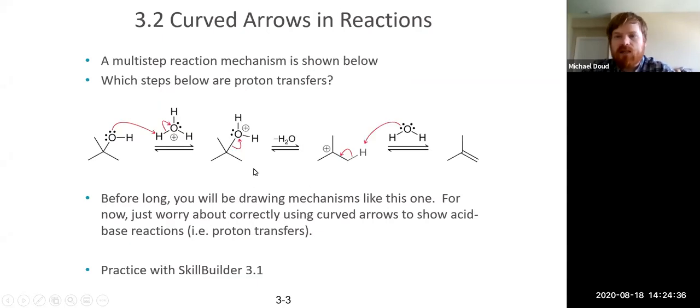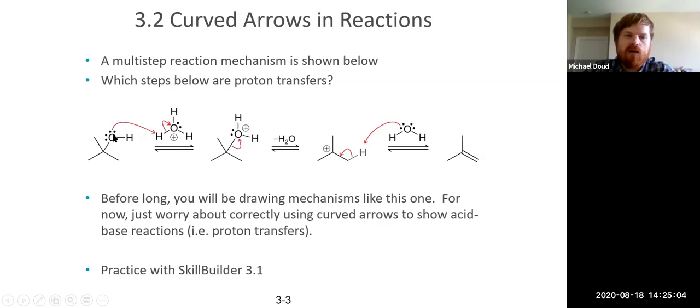Now, here's just one example of a multi-step mechanism that you can see. This is going to be a simple example of something that we'll see later on. This is an elimination reaction. We'll cover that in chapter 7. So let's follow through and see what kind of reaction we have at each of these steps. First we have t-butanol. This is t-butyl alcohol from our previous example.